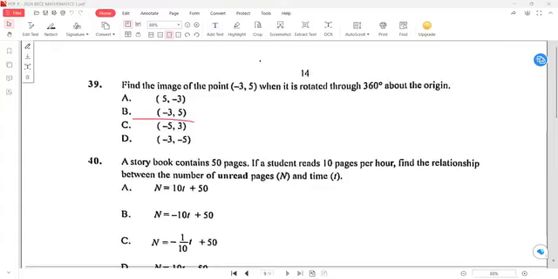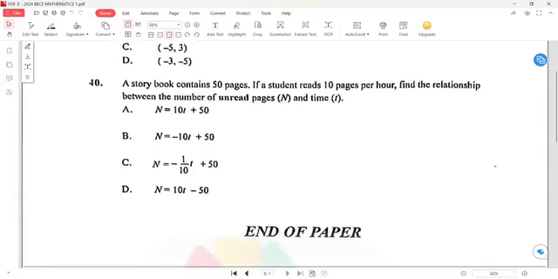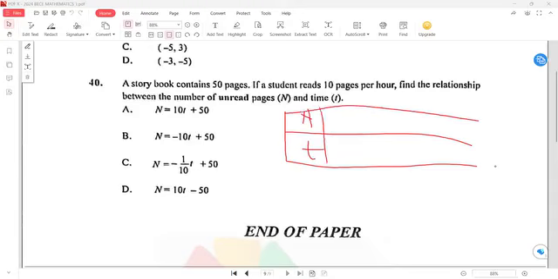Question number 40. A storybook contains 50 pages. If a student reads 10 pages per hour, find a relationship between the number of unread pages and time. So we can work this out. Every hour the student reads 10 pages, but we are looking at a relationship between the number of unread pages and time. So let's say unread pages n and then time t. So we can create a relationship between them here.